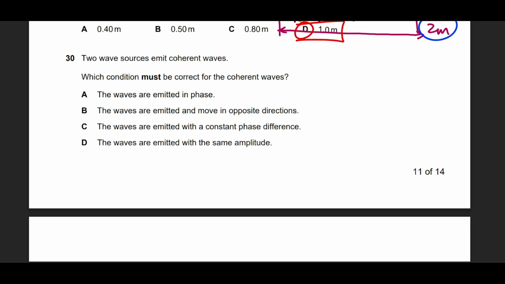Question number 30, he says, emitted and coherent, what must be correct? It is a 100% required condition. He says they are emitted in phase. No, they can be in phase, but always being in phase will not be a condition. They need to have a constant phase difference, not being in phase.